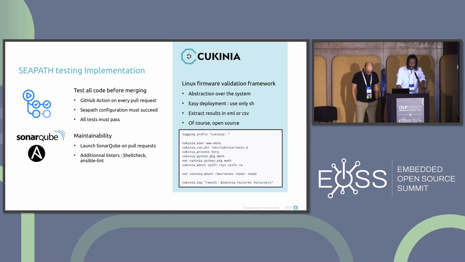and it's stable. So to do the first pass, we use an open source framework called Cukinia. It is a firmware validation framework that allows us to launch tests each time there is a pull request, and we'll go into detail on that later. And of course, we have regular tools like SonarQube and Ansible Lint for Ansible.